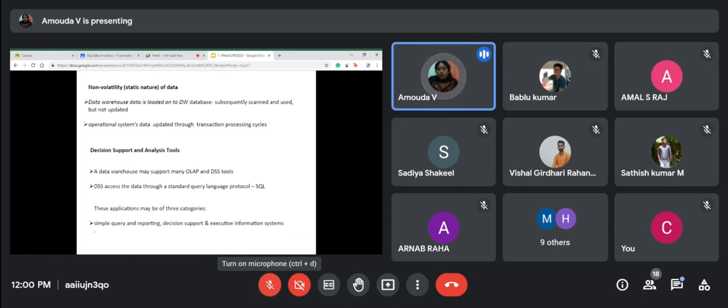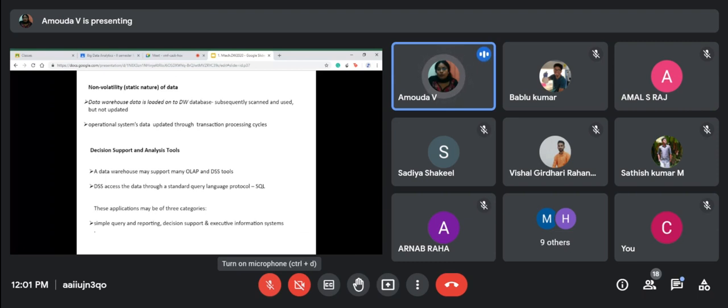Operational system data is updated through transaction processing. That is a different story. We are not discussing that. As I told you, daily transactions can be updated in operation. Everywhere we compare with the operational data because the data warehouse is contradictory to operational data. That's what they wanted to say.